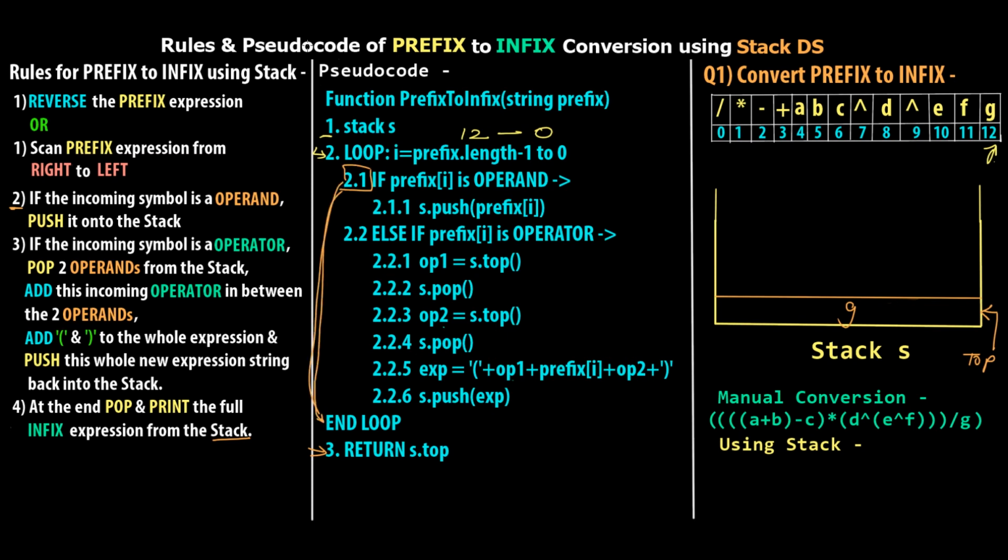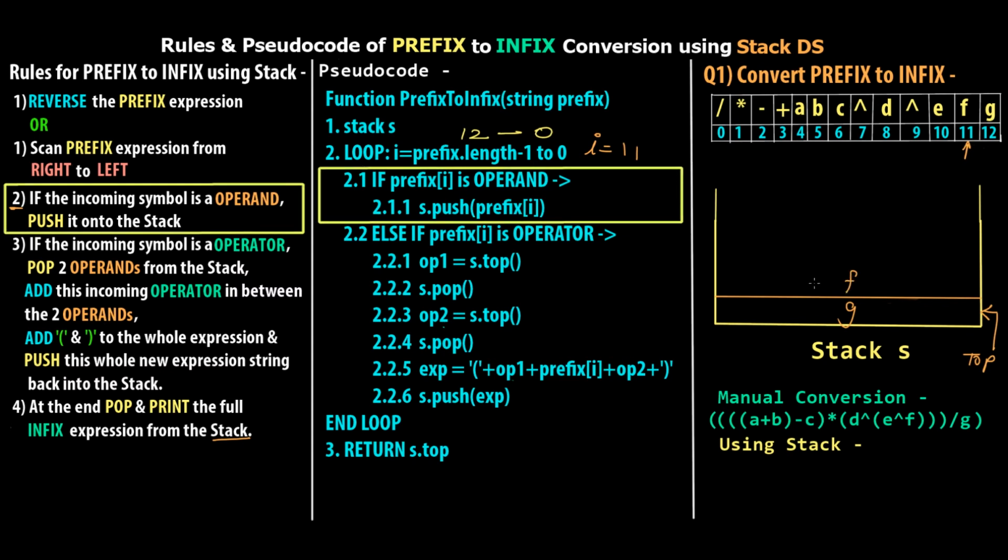We will go at the start of the loop, and now I will become 11. Okay, so I was initially 12, so let's track I over here. I will now become 11. So we are at this index position. Now what is at index position 11? It is F. So F is also an operand, so we will directly push it onto the stack. Now this becomes the new top of the stack. Right? Again 2.1 is executed, 2.1.1 is executed. We will come at the end of the loop. I will now become 10.